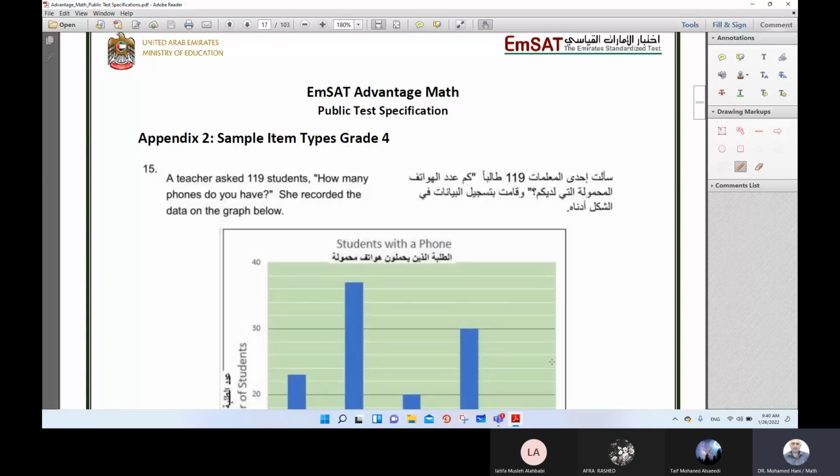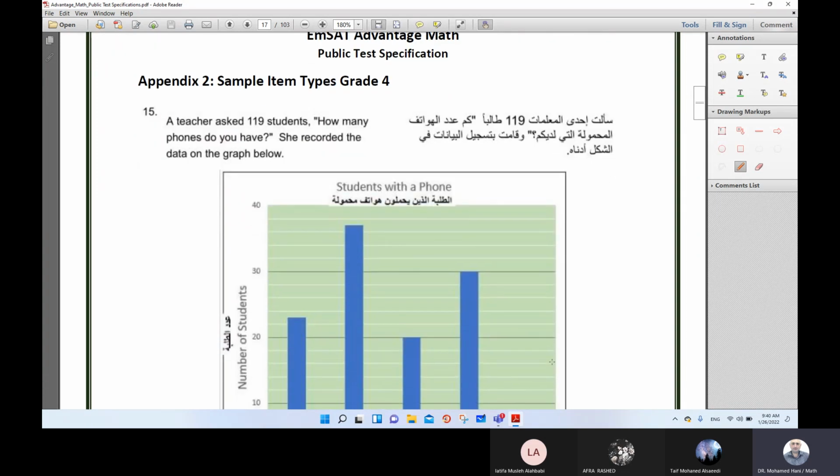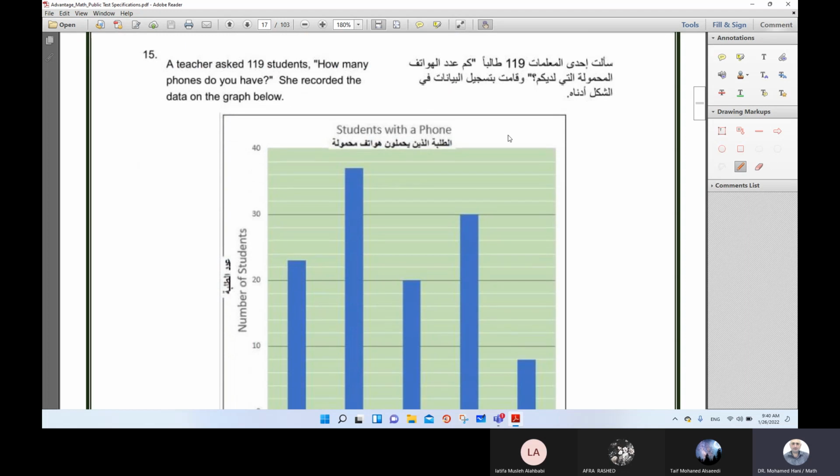Math grade 8. Today we will continue our work in the Math EmSAT Advantage. We have now this question number 15. A teacher asked 119 students, how many phones do you have? She recorded the data on the graph below. We have this graph.